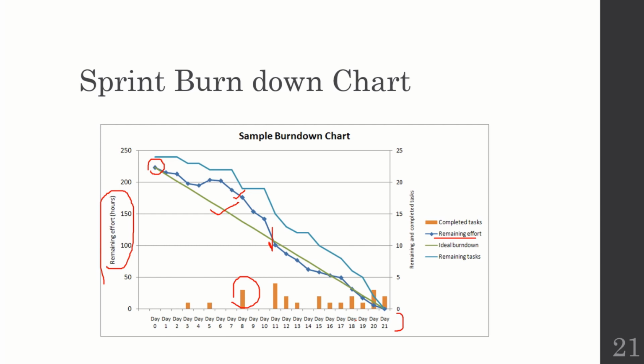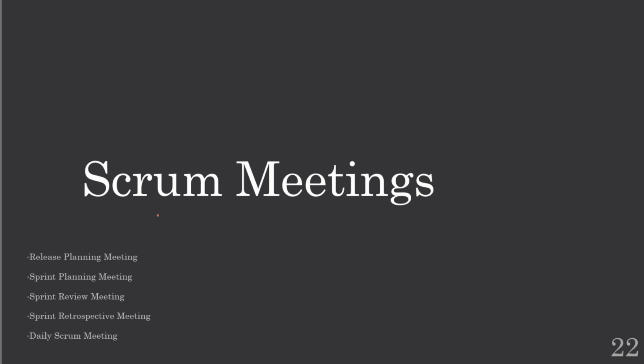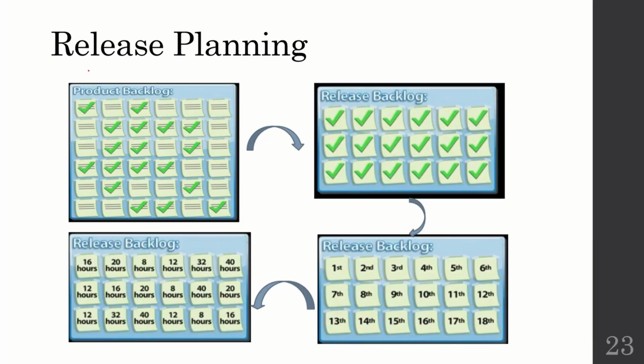So this ideal burn down chart needs to be followed throughout the sprint phase, and this will ensure the performance. And now coming to the last and important section of the Scrum model, that is Scrum meetings. We have a number of different meetings that are conducted throughout the Scrum model. First is release planning meeting, then we have sprint planning meeting, sprint review meeting, sprint retrospective meeting, and finally the daily Scrum meeting. So we're starting with our first meeting, that is release planning.